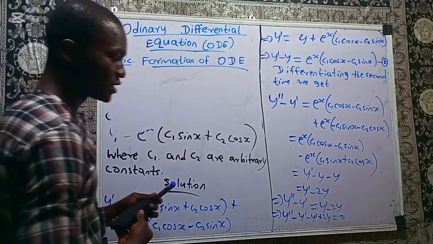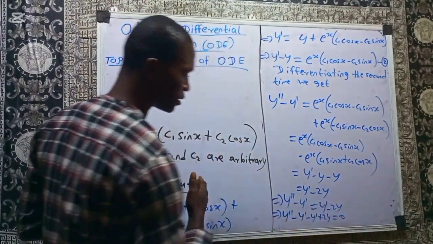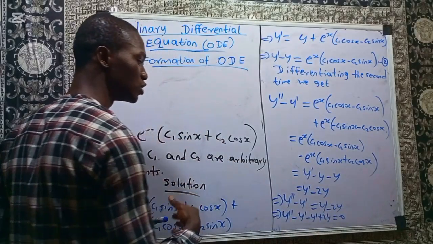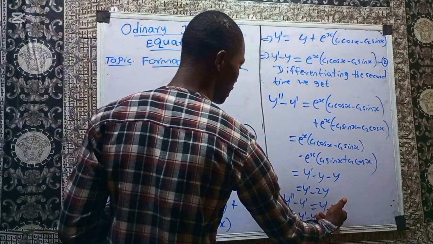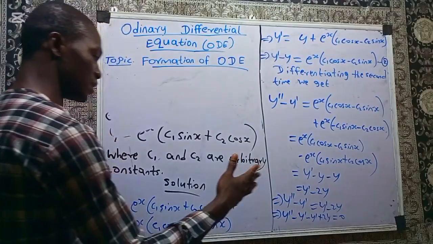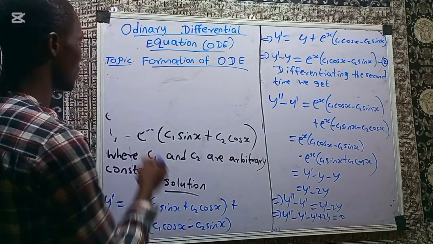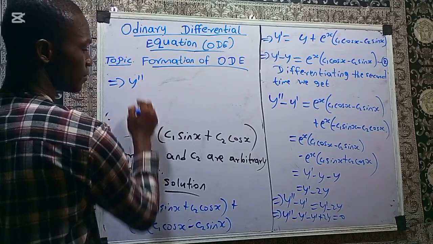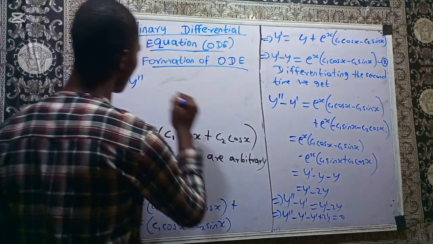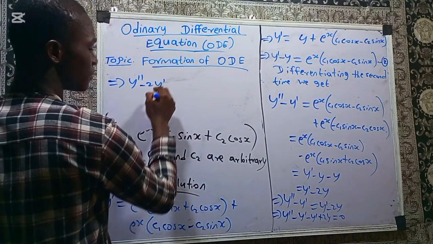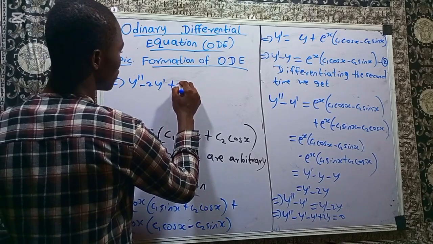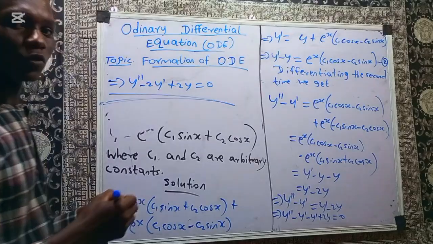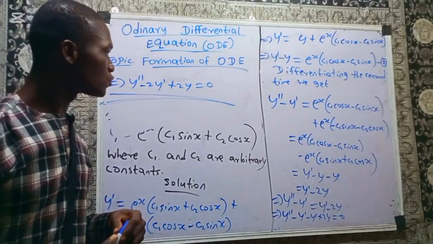So I brought everything here to the left hand side. If you bring positive y prime to the left, it changes to negative. If you bring negative 2y to the left, it changes to positive 2y. So this simply implies y prime minus y prime will give you negative 2y prime, then plus 2y equal to 0. This is the required ODE we want to form.